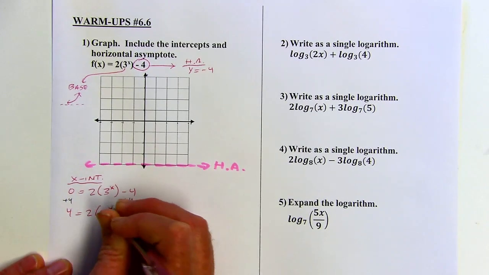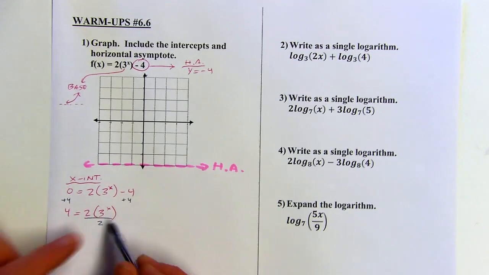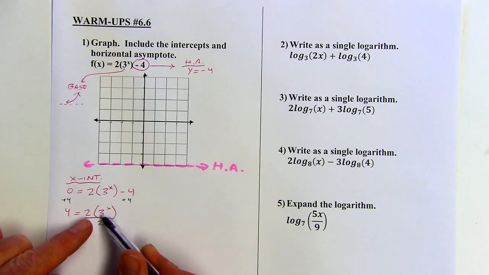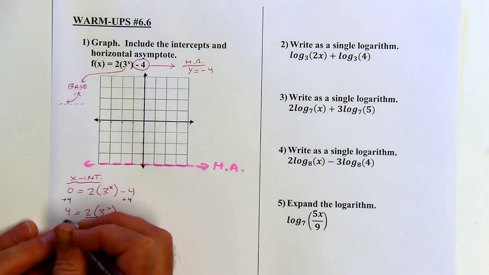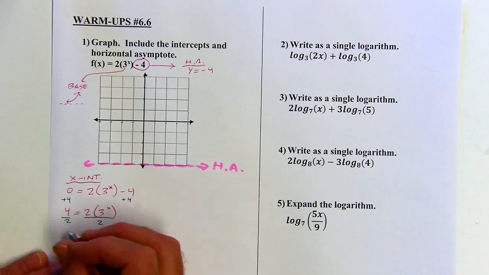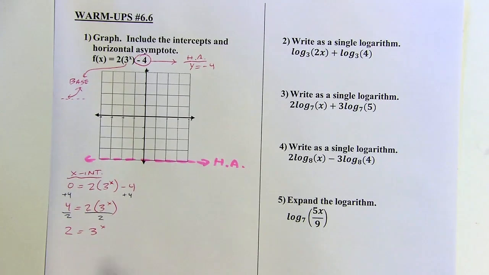Okay, we are going to put this in log form, but not yet. Let's first divide by 2. I sometimes see people rewrite this as 6 to the x. Well, you can't do that because the 2 is raised to the first, and the 3 is raised to the x. So you can't do that, but you can divide by 2. Now I've got 2 equals 3 to the x, and then I'm going to put this in log form.